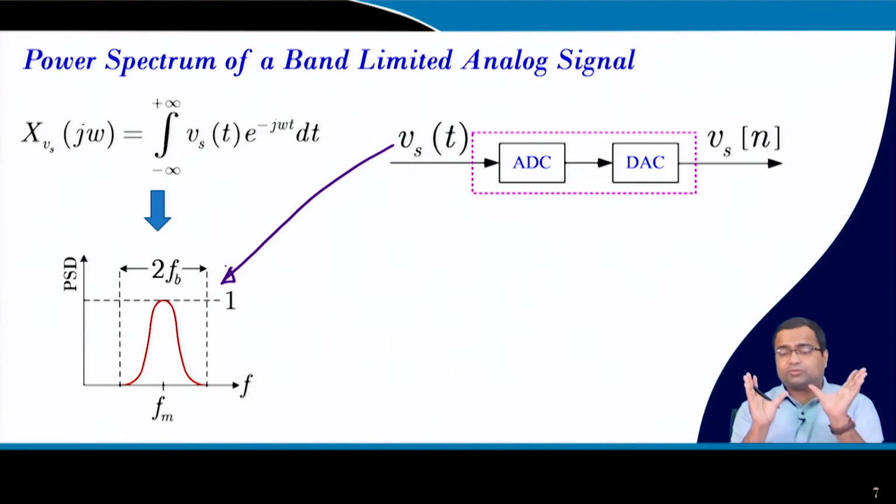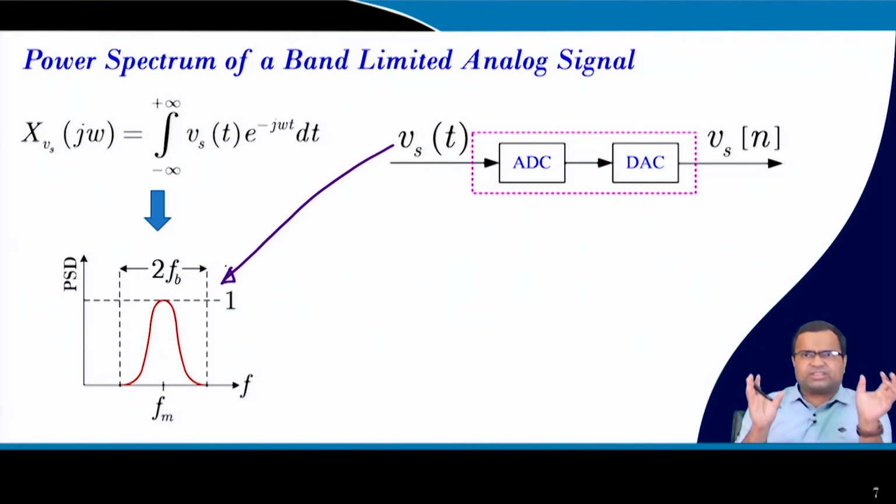If we take a switching converter, generally we have a feedback sensor, and the feedback signal will also have some band. So, for this band limited signal, the power spectral density looks like this. Assuming normalization, the power spectral density peak value is 1.